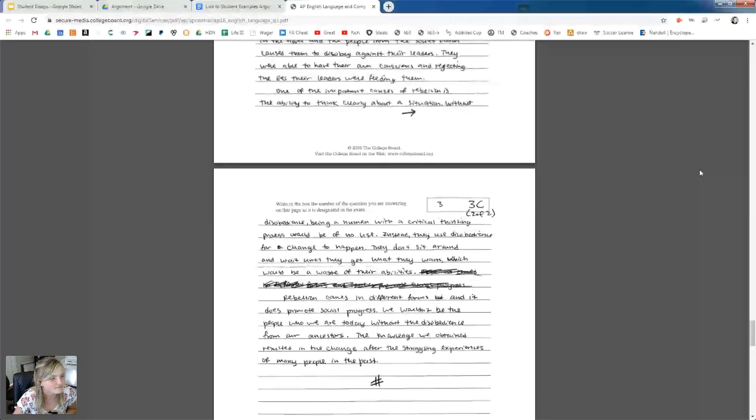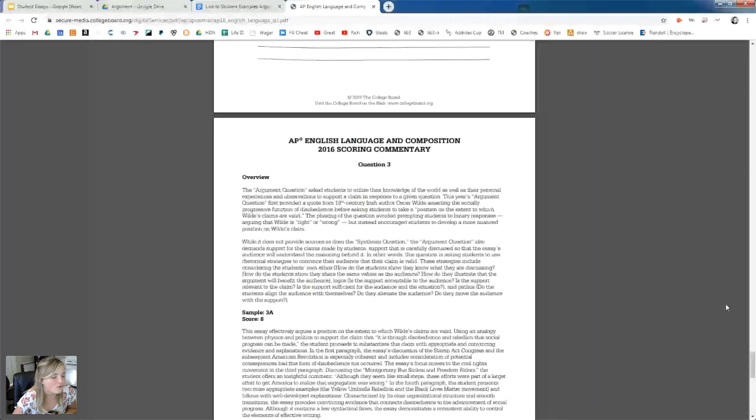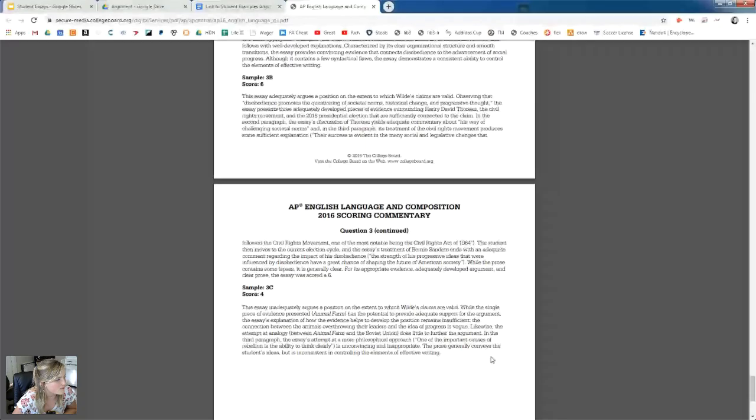Okay, 3C. Let's scroll down there. So they got a 4, which is not quite passing. So let's find out why. This essay inadequately argues a position to the extent which Wilde's claims are valid. While the single piece of evidence presented, Animal Farm, has the potential to provide adequate support. So, like I said, this is good that they brought it in, and it has potential to provide adequate support. But it was the only piece of evidence they brought in, and we'll go on to find that the essay's explanation of how the evidence helped to develop the position remains insufficient.